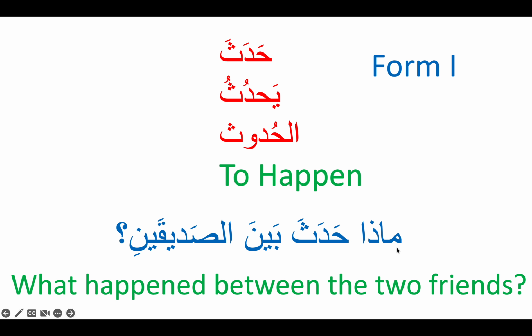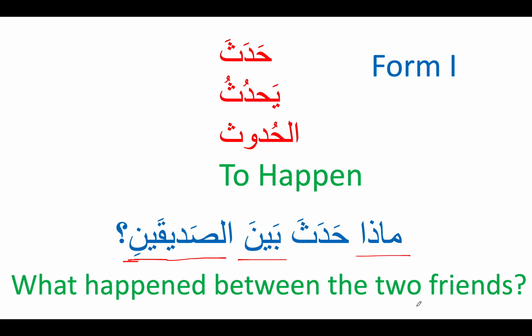So, example sentence. ماذا حدث بين الصديقين؟ So, what happened between the two friends? So, we use ماذا when we want to ask a question. What happened? بين means between. Now pay attention here because بين is a preposition. So that means that this is going to affect what case the following noun is in. Now in Arabic, nouns that come after a preposition are in the genitive case. So we need to put this noun صديق, which means friend, into the genitive case.